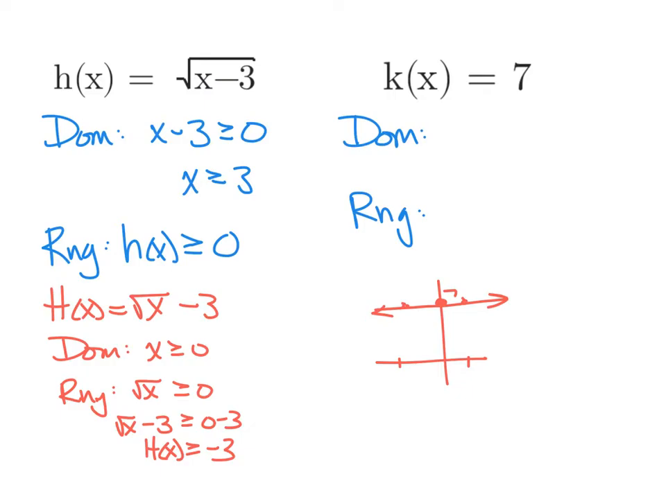So when we're identifying domain and range, the domain can go left and right. X values can go left and right forever. So our domain is going to be all real numbers. But what comes out is always 7. So we can say that k of x is equal to 7. That's the only value it's ever going to be.